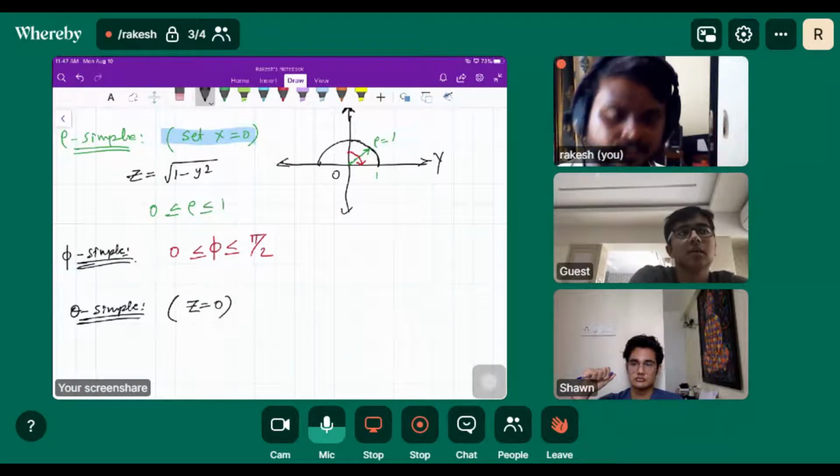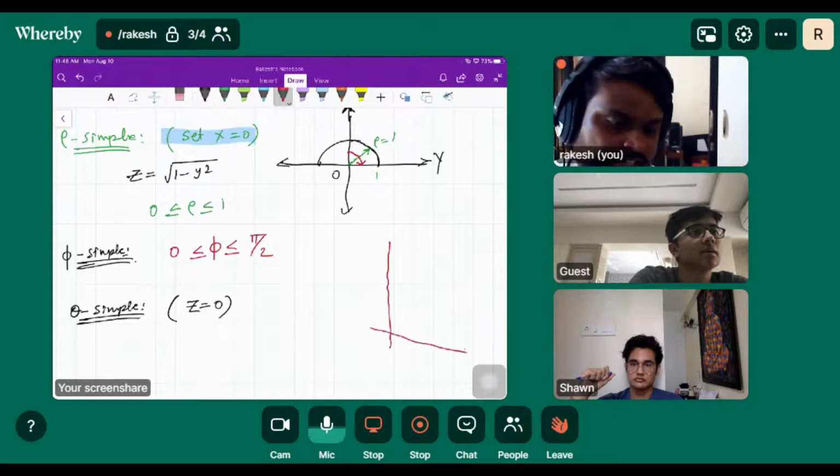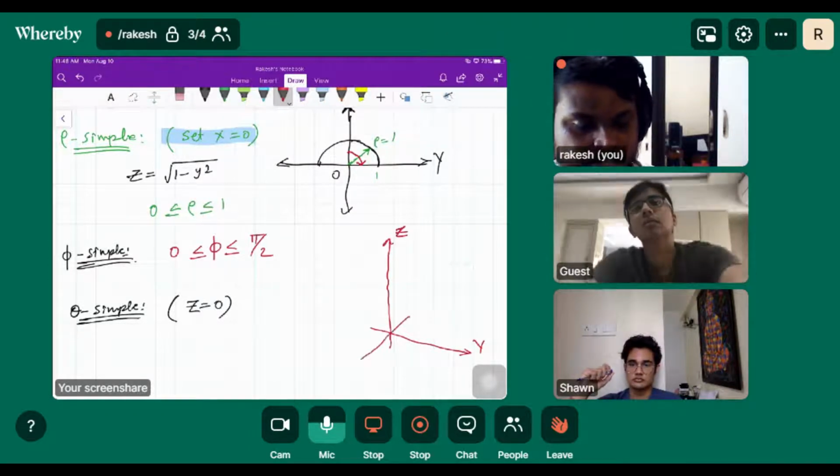Let me draw that region here. That's why, we cannot draw a region every single time. So that's why I explain the method, the process at least.